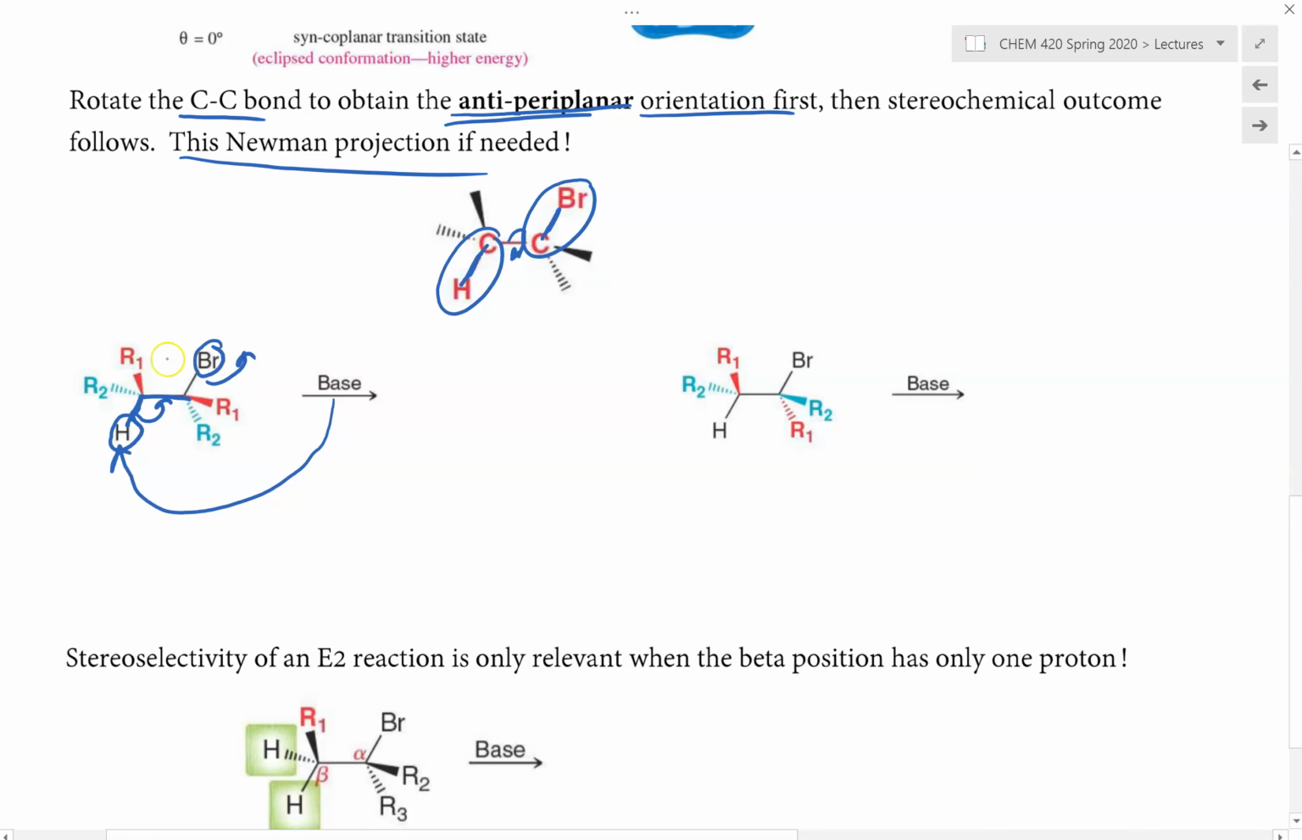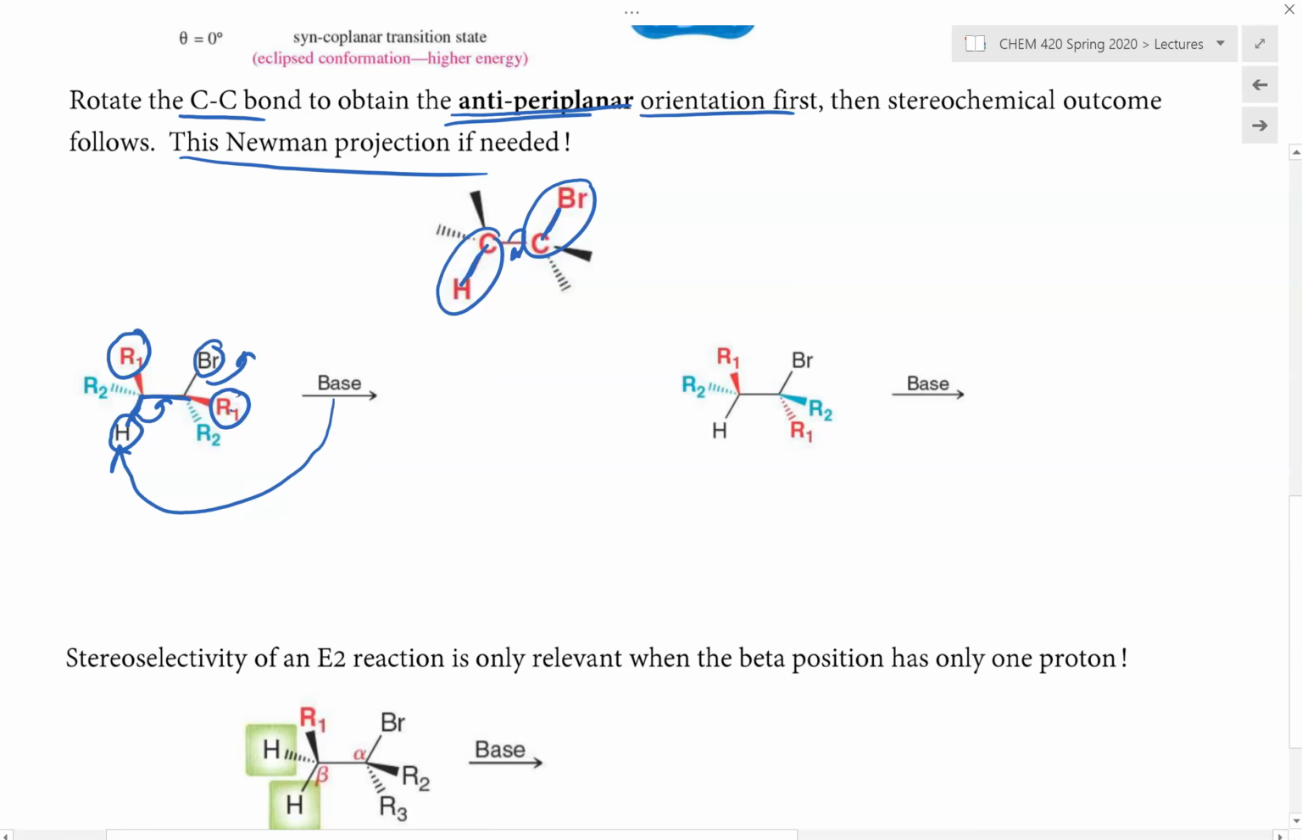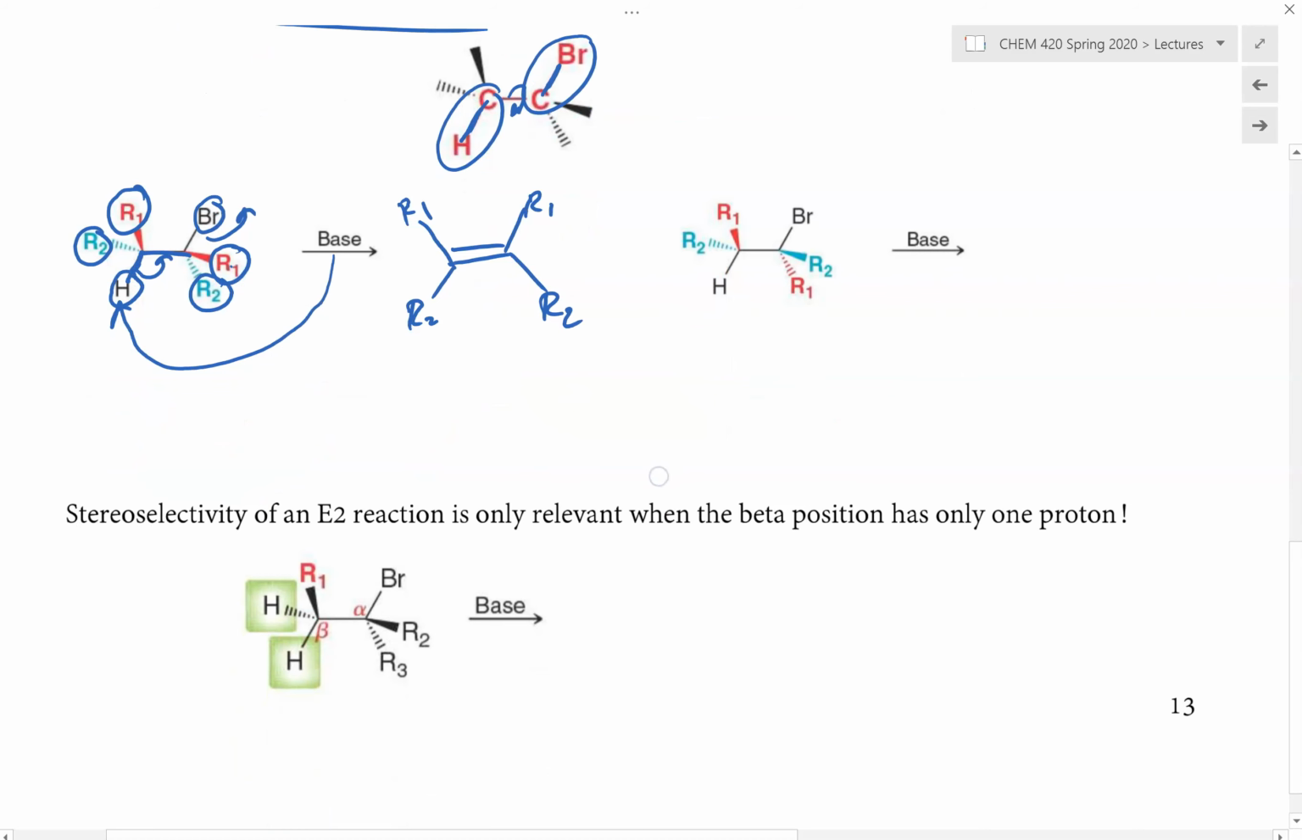Now, in this case right here, once we adopt this anti-periplanar approach, we would then observe that this R1 and this R1 right here are both wedge bonds. So they are close together. So as we produce the product, this R1 on this carbon and the R1 on the other carbon will be on the same side of the double bond. And now this R2 dash and this R2 dash will be on the same side of the double bond as well. So that is what happened.